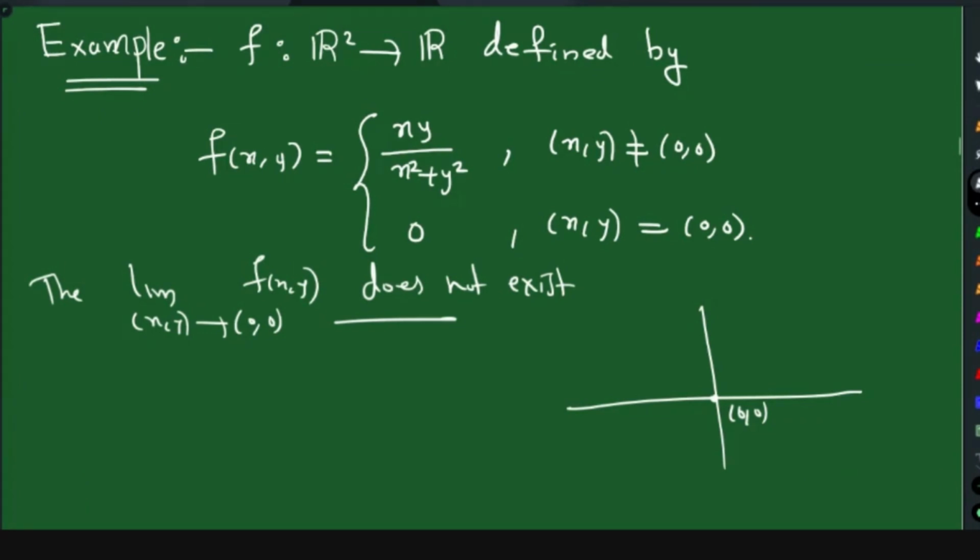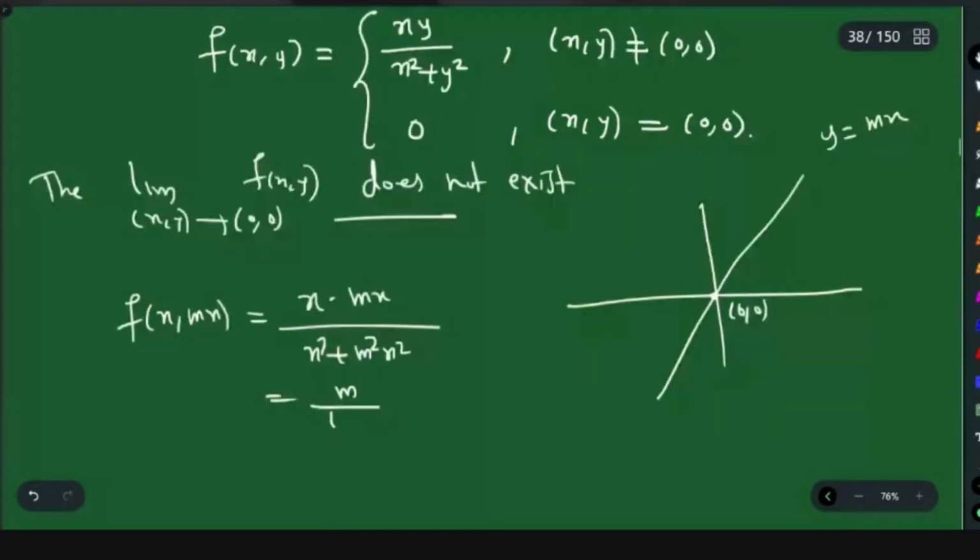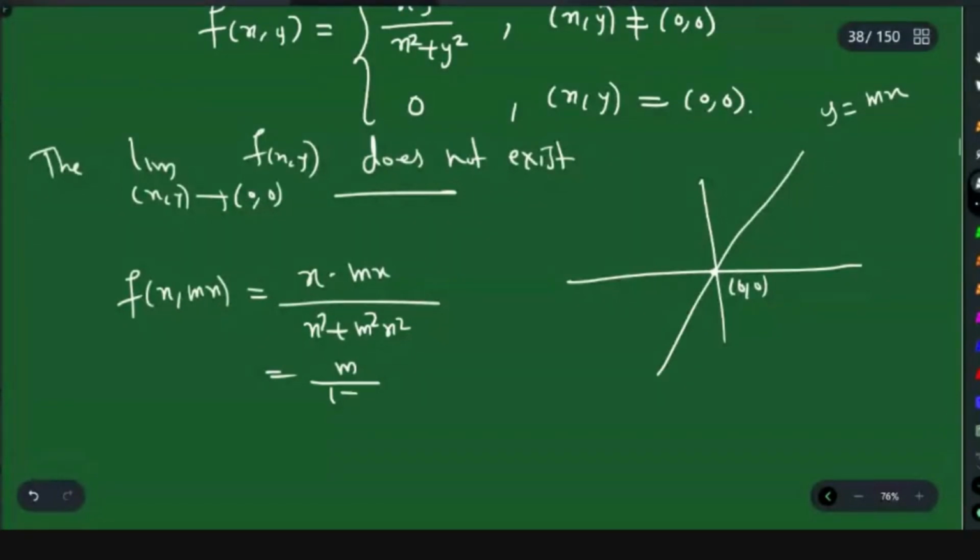I may take a family of curves y is equal to mx. That gives a family of lines which pass through the origin, where m is the slope of the corresponding line. Once you approach 0, 0 along this line, what happens? You get f of x comma mx. That value is x into mx divided by x square plus m square x square. Simplifying this, it will be m divided by 1 plus m square.